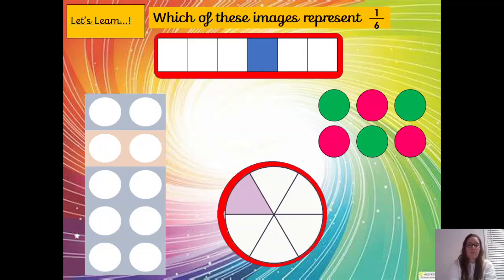Let's have a look. So this one is also representing 1/6 because we have got 6 equal sections in the circle and only one of them is shaded. So we have got 1 out of 6 which has been shaded.